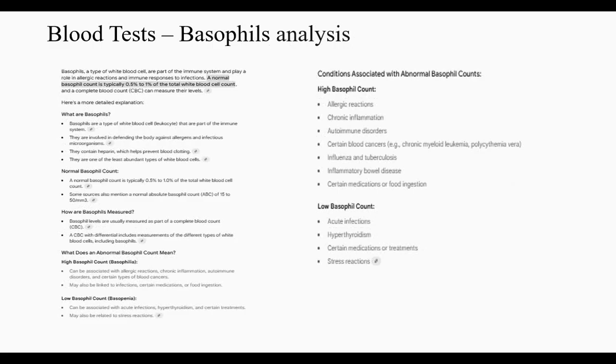Okay, basophil analysis. What are basophils? A type of white blood cell, part of the immune system. Normal basophil count is typically 0.5% to 1.0%. It's usually measured as part of a complete blood count, CBC. Conditions include allergic reactions, chronic inflammation, autoimmune disorder. A low basophil count can be seen in acute infections, hyperthyroidism, and so on.